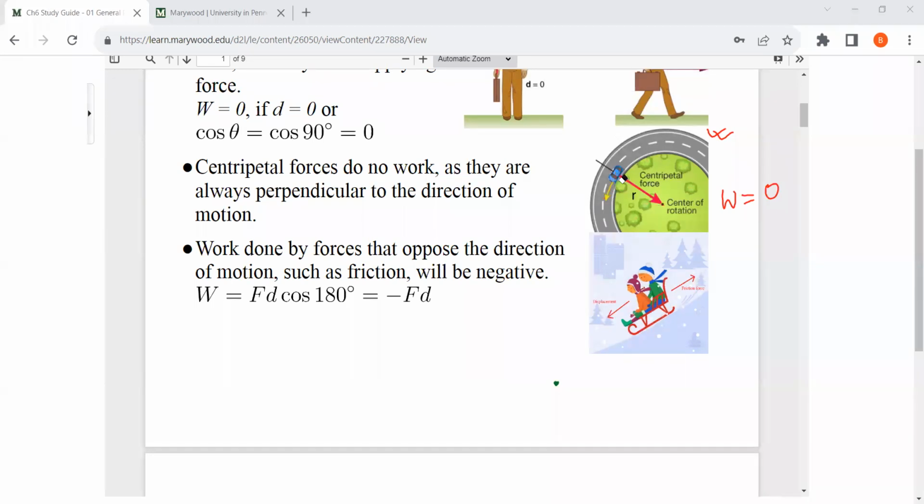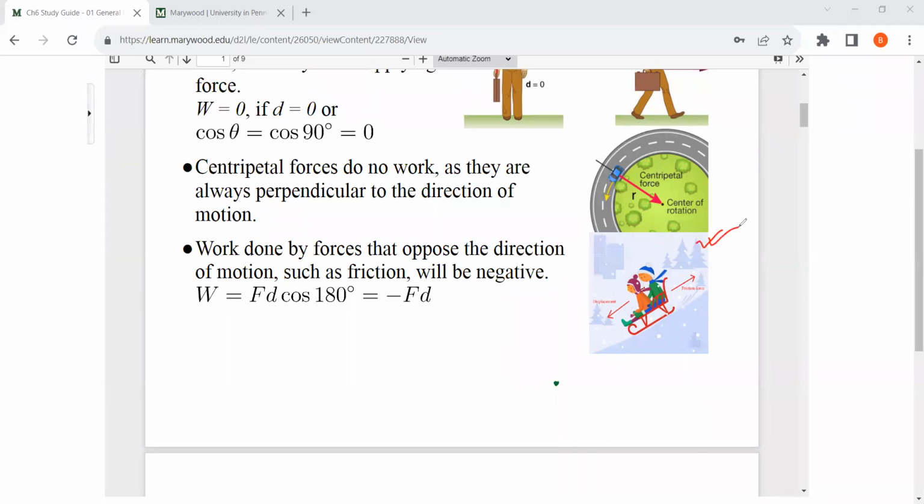All right, so now we see that work done can be positive, and we see that work done could be 0 for different cases. The last thing we want to understand is the negative work. Work done can also be negative. To understand this, consider this picture.